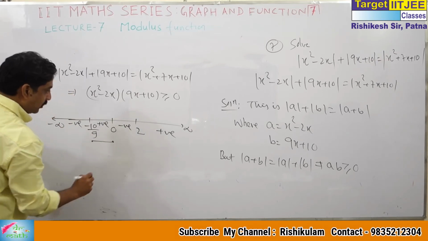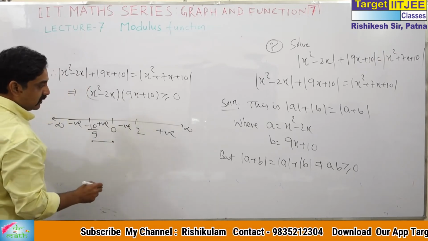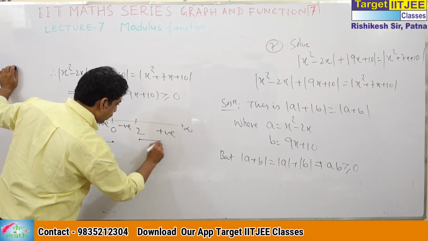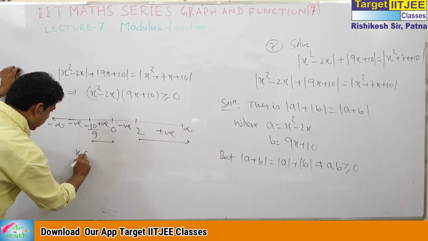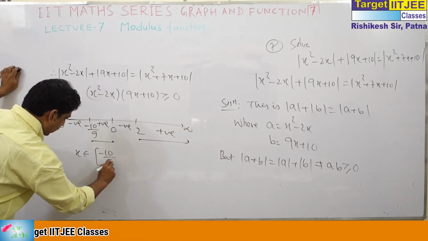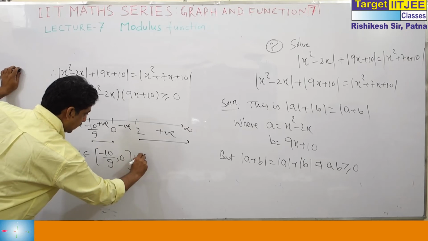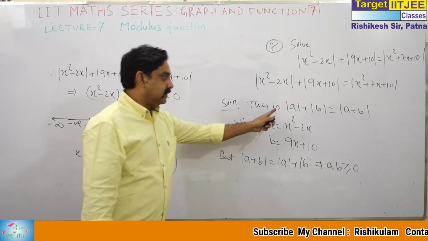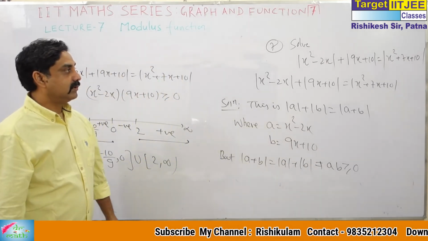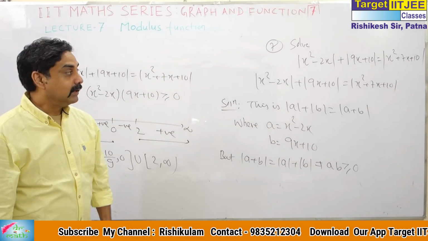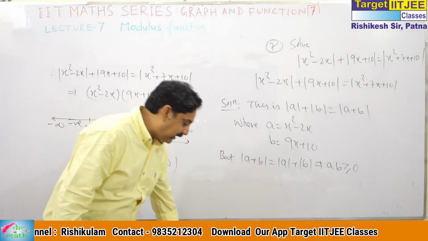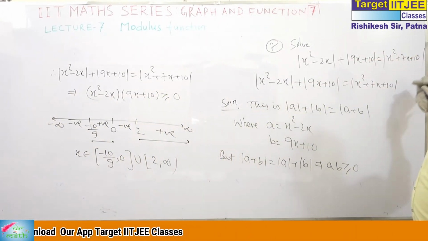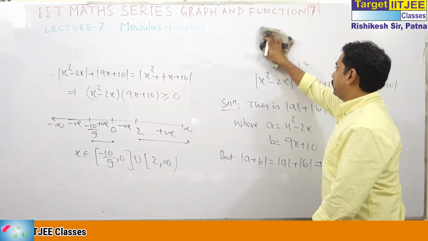Minus 10 by 9 to 0, and 2 to infinity. x belongs to minus 10 by 9 to 0, and 2 to infinity. We can take the sign of equality here because that is true at x equal to 0. So that is the use of property. Property is important. Every time we cannot break the modulus. Let me deal with one more question on property.